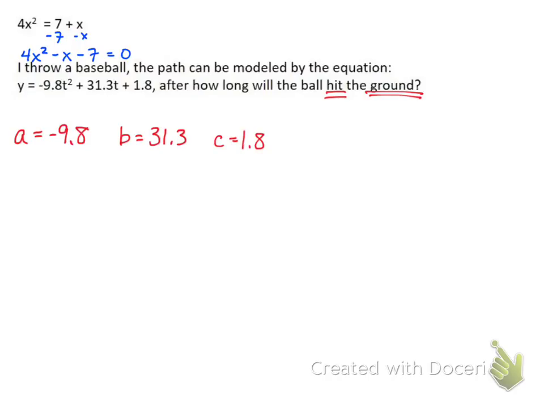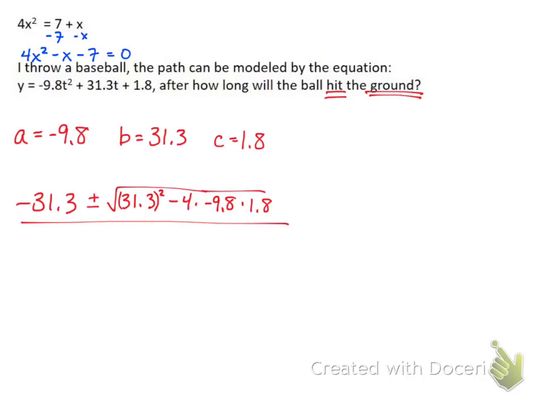When I do that, again, -31.3 plus or minus big square root sign, 31.3 squared in parentheses by itself minus 4 times a, which is -9.8, times c, which is 1.8. Do all that, and then on the bottom do 2 times a, which is -9.8. So if I do 2 times -9.8, I get -19.6 on the bottom. So for both of those, add and subtract.